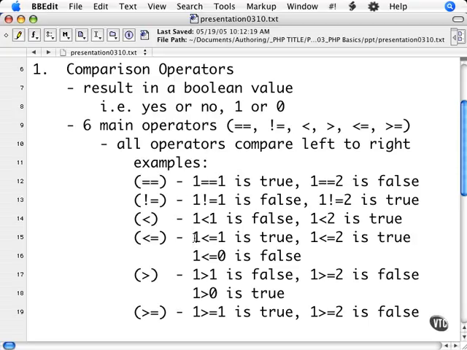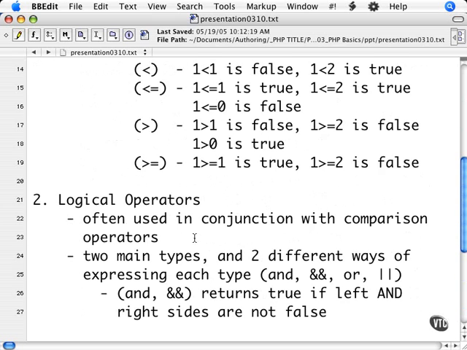Used independently, the results of these operations will not return anything to the browser. The results are simply true or false. However, when used within a conditional structure such as an if, they are used to determine what condition may be executed.